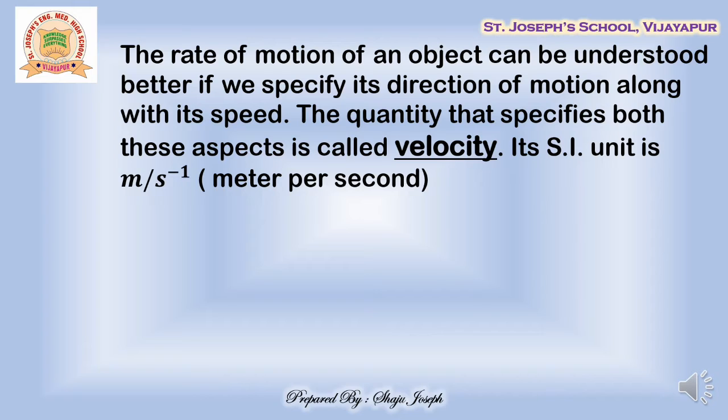So this new quantity which specifies both these aspects, the speed as well as its direction, is called velocity. Its SI unit is the same as the SI unit of speed, meter per second. There are other units also we have come across. For practical reasons, we will also consider kilometer per hour and centimeter per second, but here we will use meter per second only for our problems.